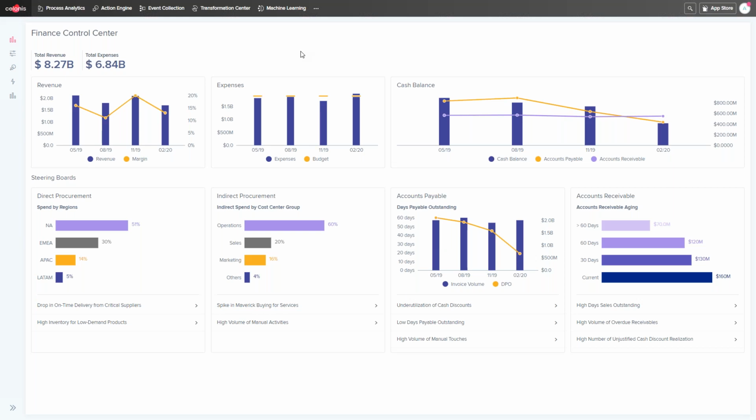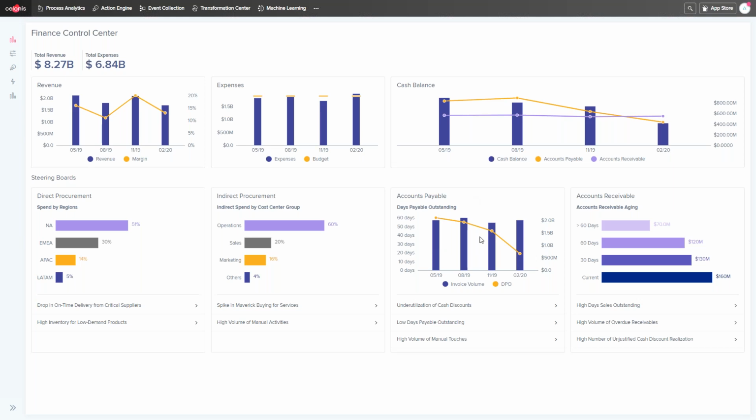Which is already something to take a closer look at. We have a dropping days payable outstanding, and also a pretty high, increased volume of manual touches in the process. So it's surfacing these opportunities with a high business impact behind them, and allowing Elena to take a closer look. So as I said, cash preservation is key. So let's take a closer look at what our DPO is doing.